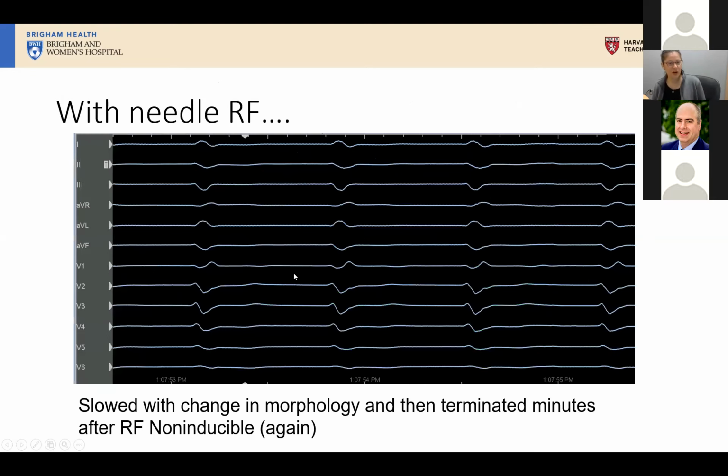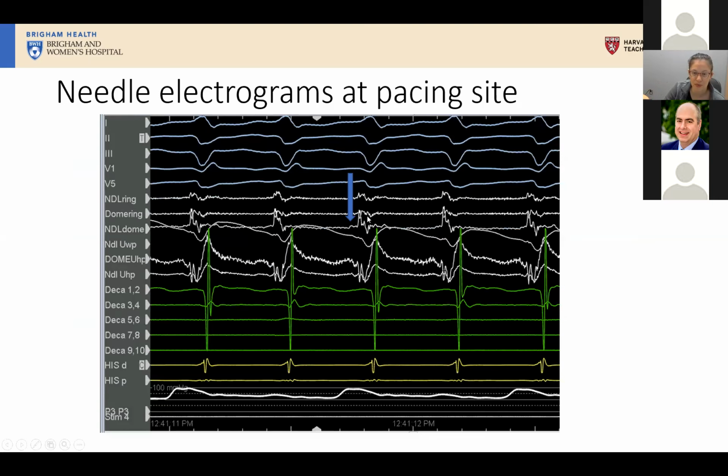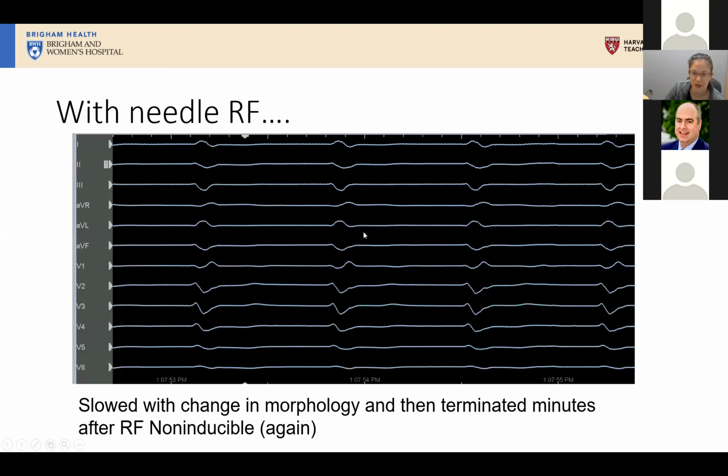We delivered RF, and it initially cut the cycle length of the VT, and we got this funny rhythm afterwards that was a bit like a junctional type of rhythm, slow, similar but not exactly the same in morphology as the VT before. The axis is a little bit different. But then this died out after several minutes. He sat in this rhythm, we watched it, and then it slowed and went away. And then we weren't able to induce VT again. So we were happy.